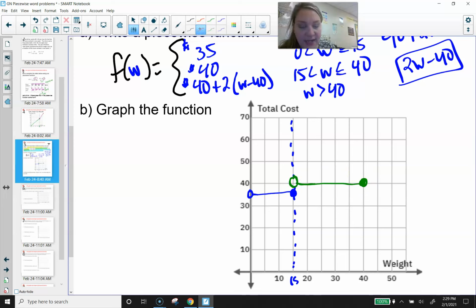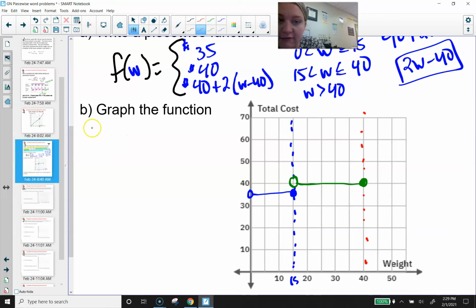And then our last little bit is going to be, so we met at the 40. Anything over 40 is going to be $40, excuse me, plus the $2 for each additional pound. This is where I'm going to make a T table personally. Okay, let's see here.